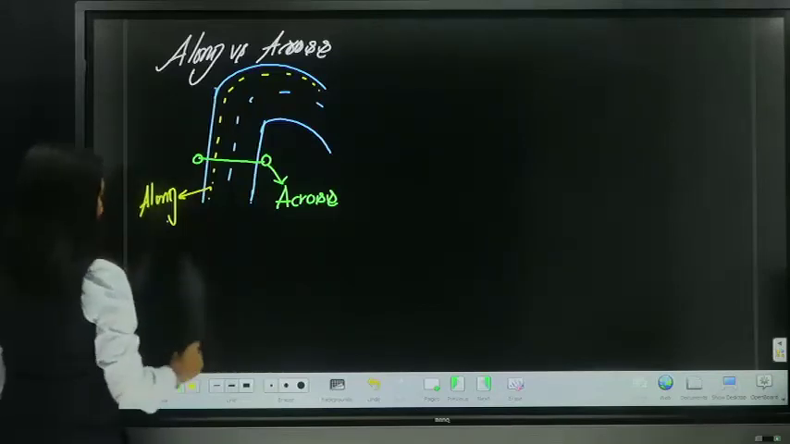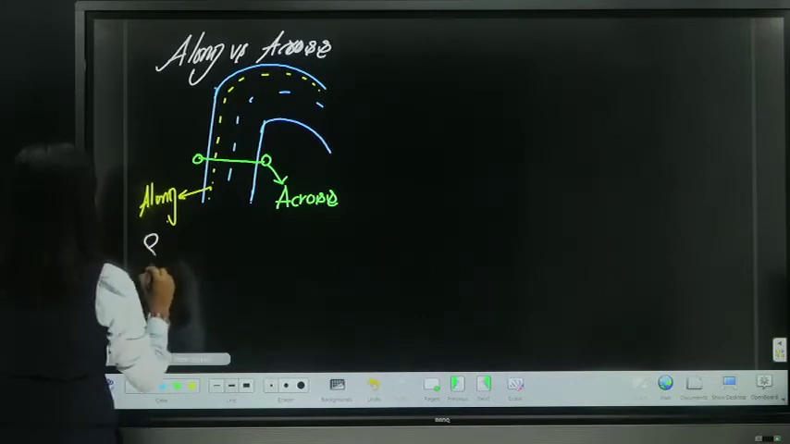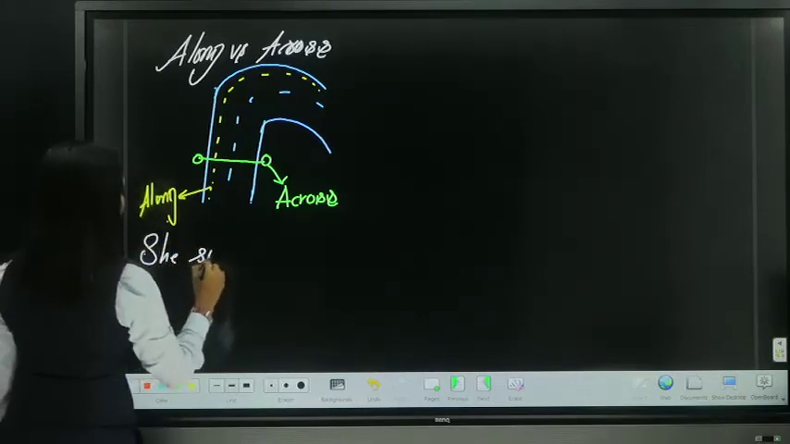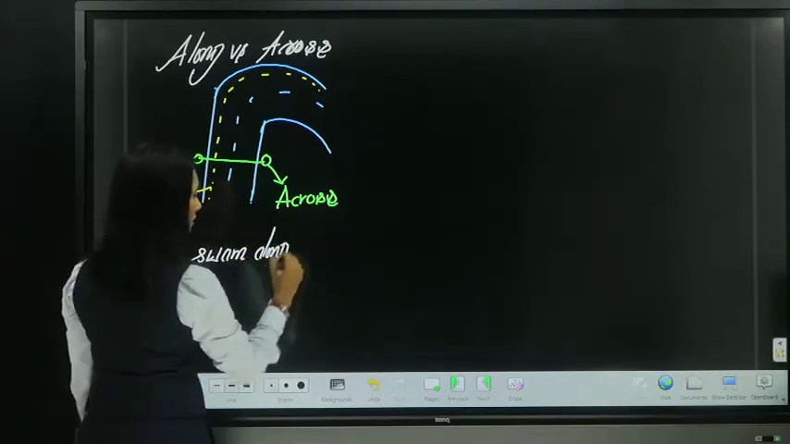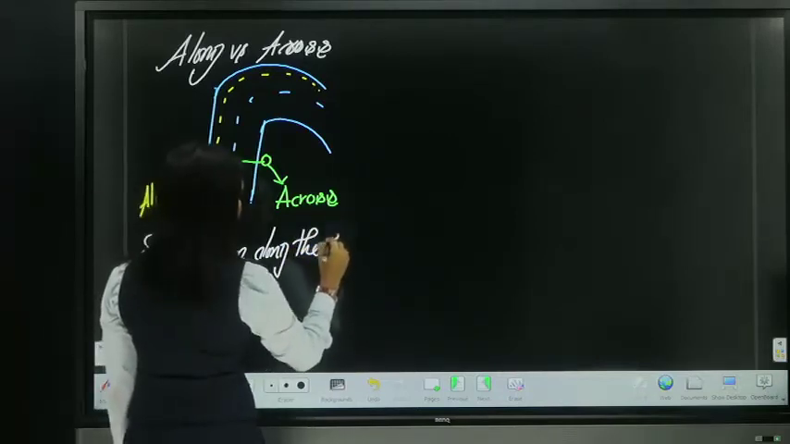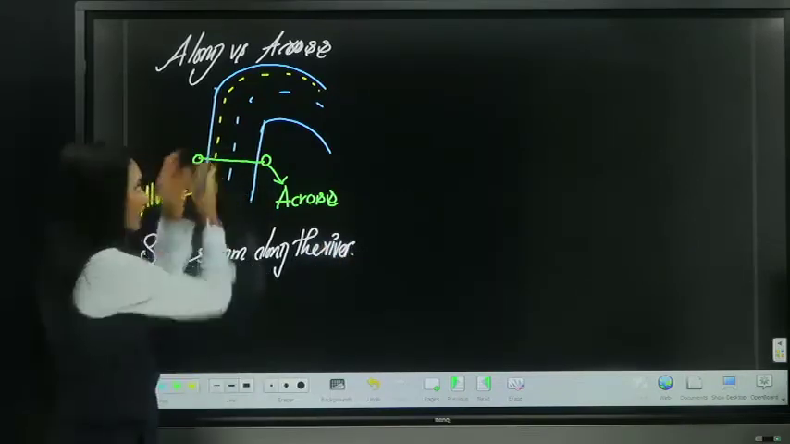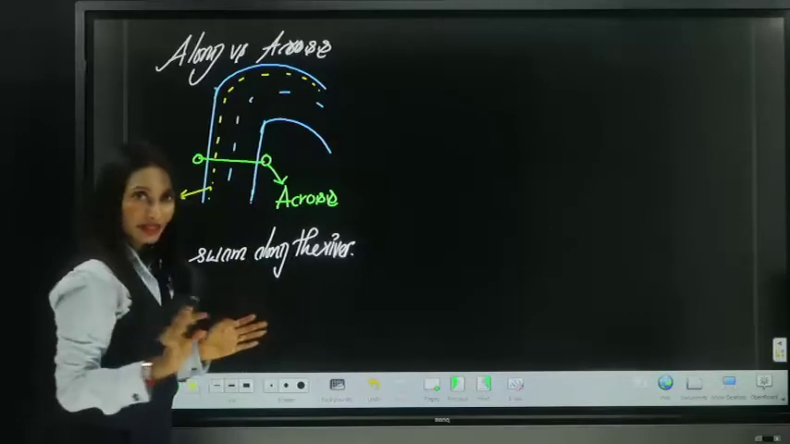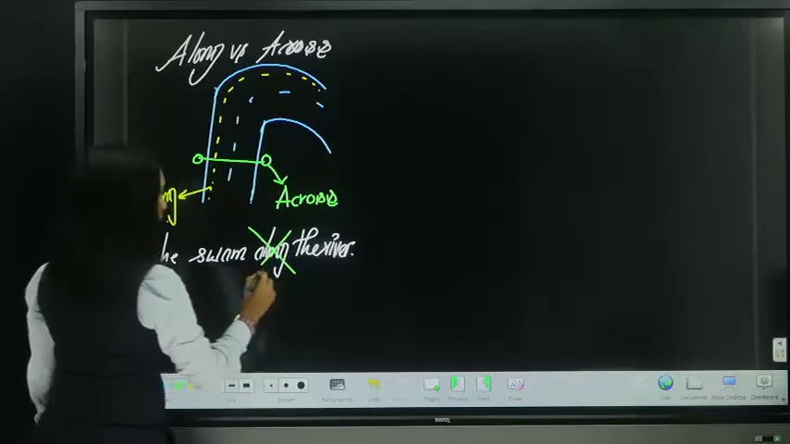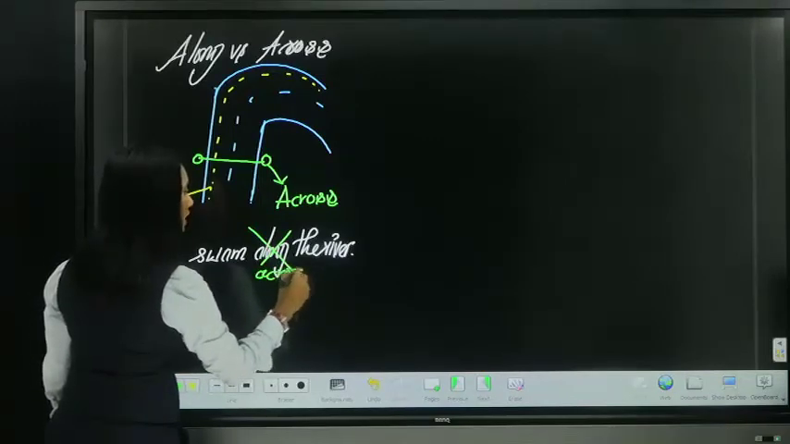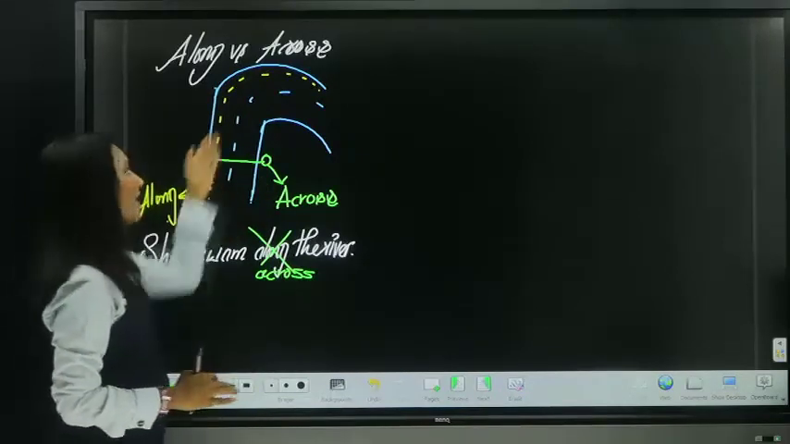So you cannot say, she swam along the river. No need to swim along the river. The river itself takes you with the current. So it is inappropriate to use along the river. It should be, she swam across the river, from one side to the other side. That is the possibility. Along is not required.